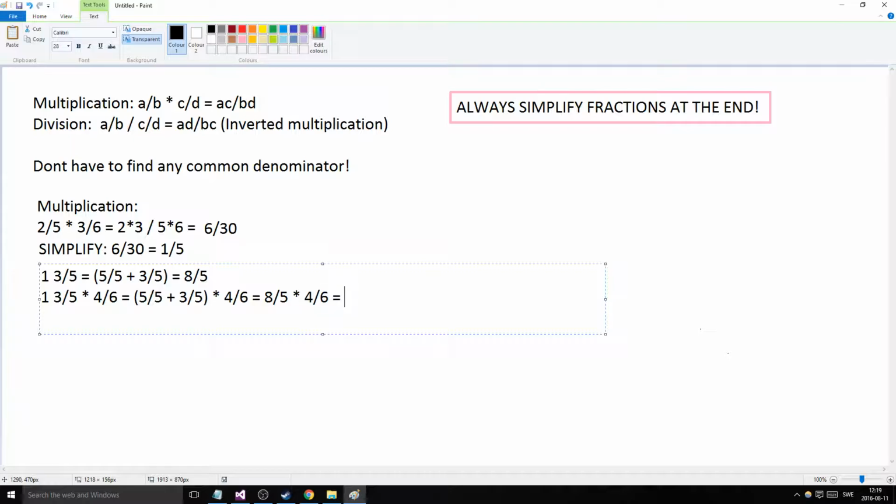And 8 times 4, what is that? Oh my god, 24 plus 8, 32. So 32 through 30, which then we have to simplify down. Can we say 16 through 15, and that gives us that by 3.